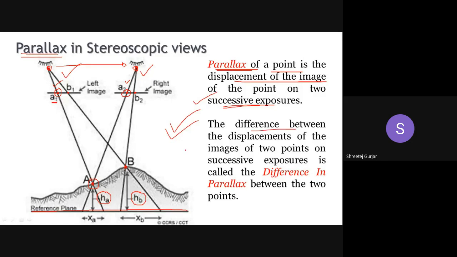Now what we are going to do is consider two different points, this point capital A and this point capital B.